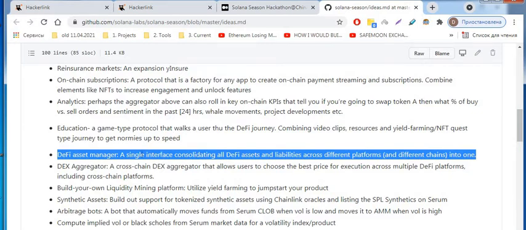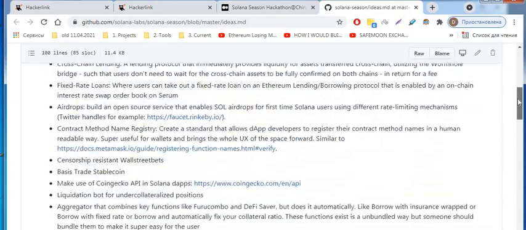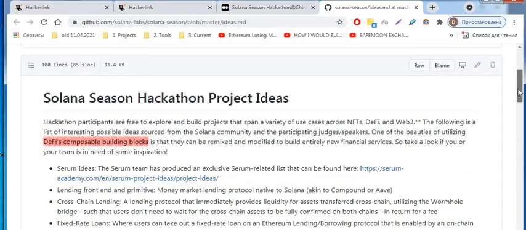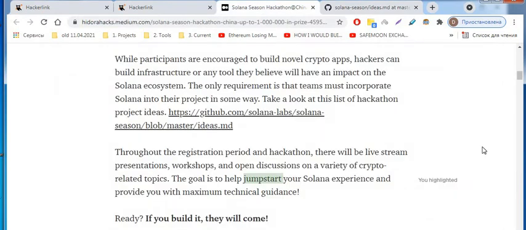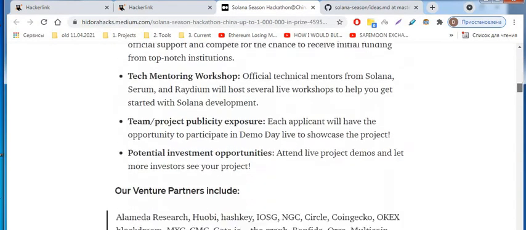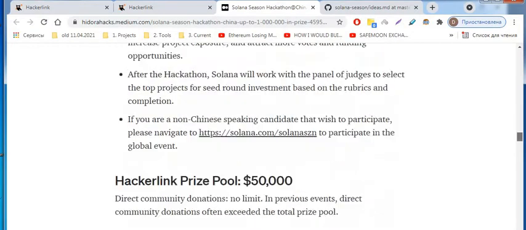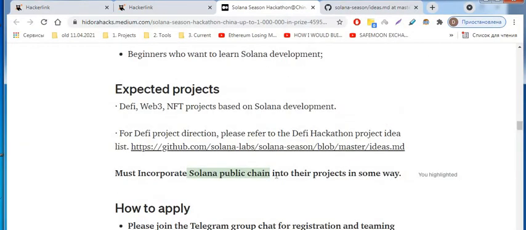You can build it. The only caveat that the guys have here is that you need to connect to the main blockchain of Solana. This is the only requirement that they have: projects must incorporate the Solana public chain in some way. Anything else, you can decide on your own. You can do DeFi, Web3, NFT, doesn't matter.